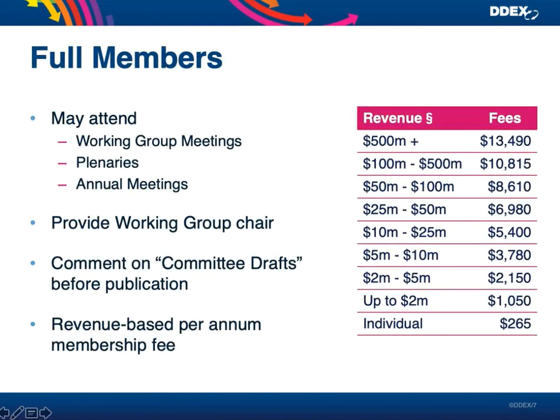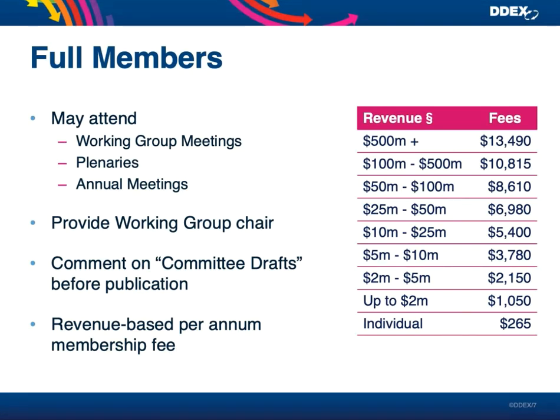We obviously, as a membership organization, have three layers of members. The full members, which in terms of number make up the bulk of the membership. As members, they're able to attend all of the principal meetings that we have, the working group meetings, those are the technical working groups, our plenary meetings, which are physical meetings, which take place usually twice a year, and an annual meeting, rather like an AGM. They're able to provide working group chairs or nominate people to be agreed as working group chairs.